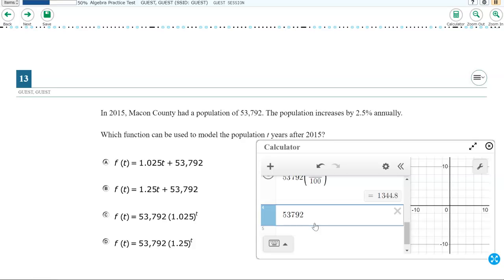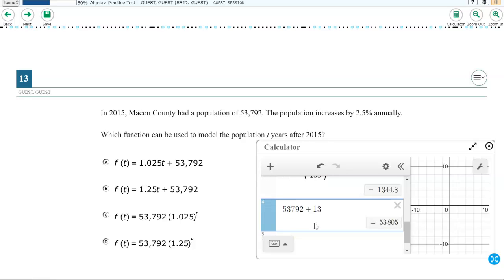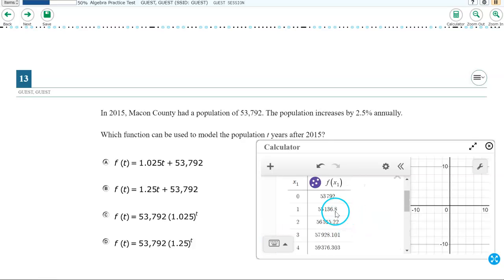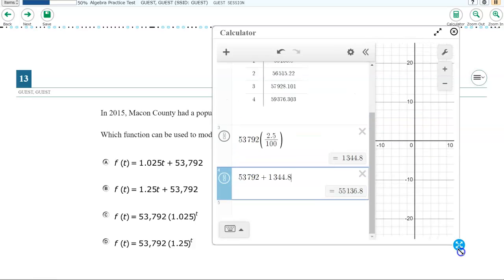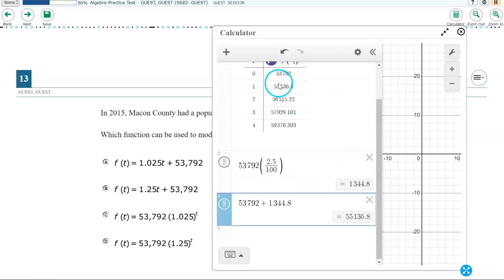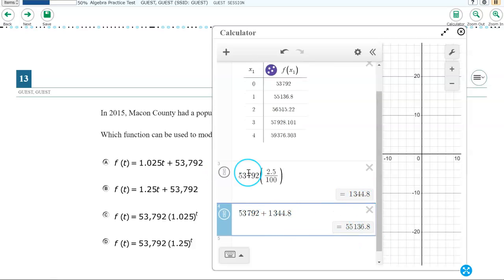53,792 plus 1,344.8, and that number is matching this number in the table. So let me pull this up so you can see it. See, in the table, it went to 55,136.8, and that's exactly what happens when we add that back.